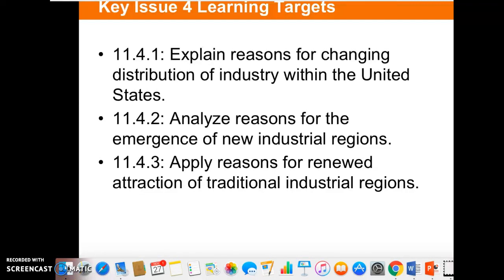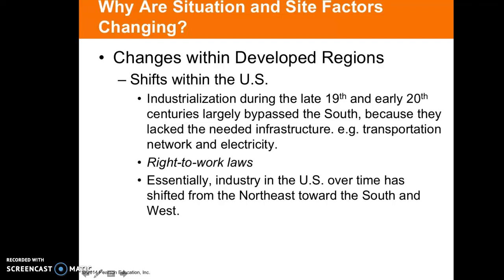So Chapter 11, Key Issue 4, is about the changing distribution of industry within the U.S., the reasons for the emergence of new industrial regions, and why might industry move back into traditional industrial regions. And so when we look at changes for industry within developed regions, we're going to focus on the U.S., but these trends can be seen throughout Europe as well.